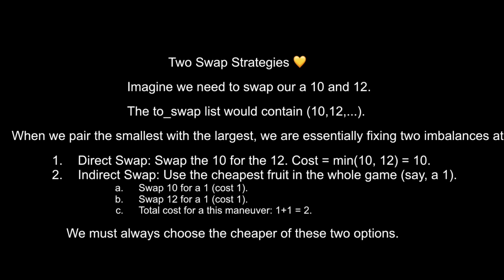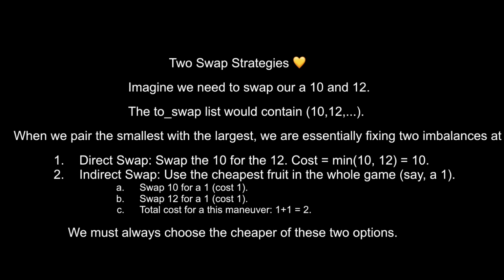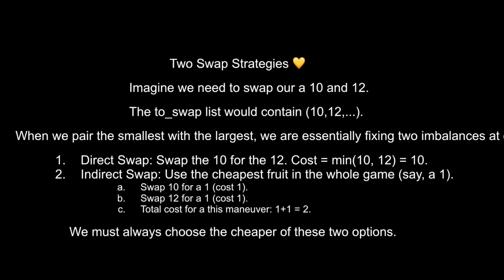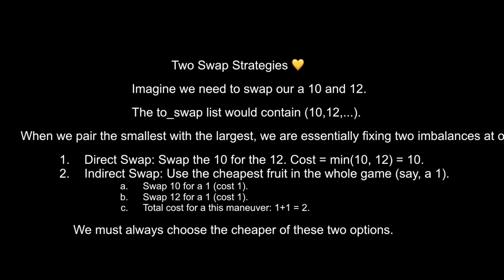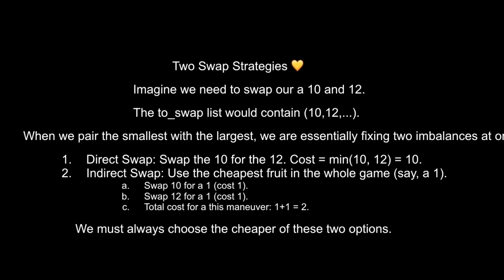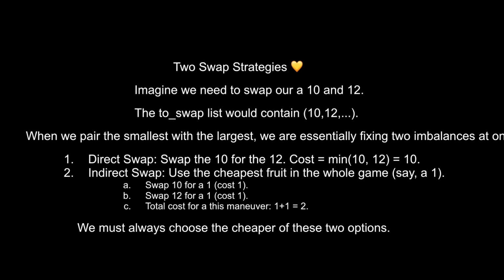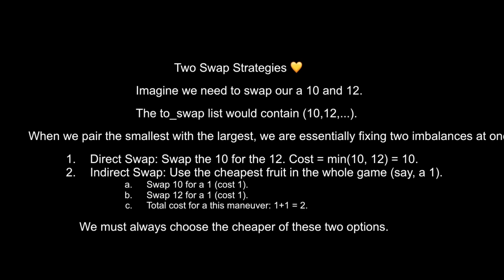Now, for the most important part of the logic: for any 2 fruits we need to swap, say a 10 and a 12, we have 2 strategies. The to_swap list contains both of these, because one basket is over by a 10 and another is over by a 12. We can swap them directly. The cost is the minimum of the 2, which is 10.